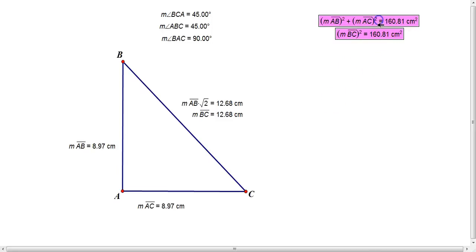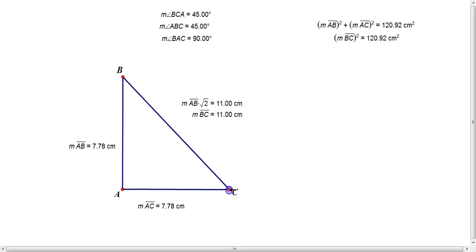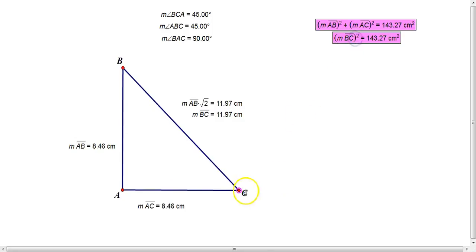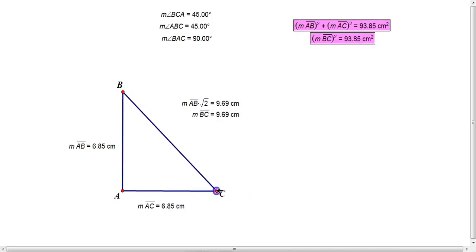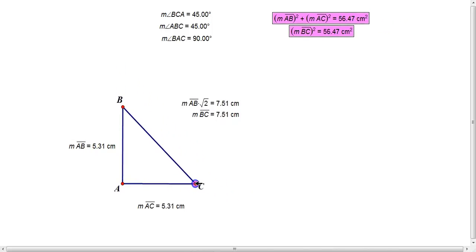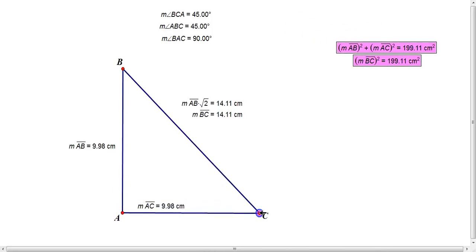Now up in the corner, I have this stuff here. This is just the Pythagorean theorem. This is just saying that a squared, in this case I'm assigning this length AB to be a, plus b squared, b in this case is AC, equals what we're calling c squared, and here's c squared right here, BC, which is right there. So you'll notice that these two values, the 160.81, 160.81, when I change the triangle, those values stay the same as well, because this is the Pythagorean theorem. That's what's happening right there. Those values stay the same because this is a right triangle, and the Pythagorean theorem is always true for right triangles.